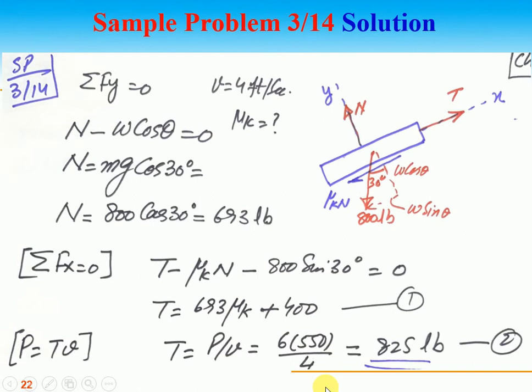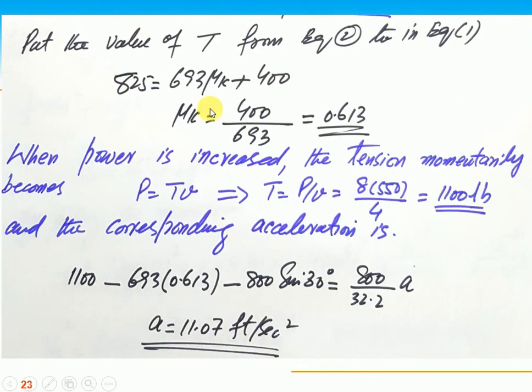The power given is 6 horsepower. Horsepower converted into foot-pound per second is 550, so 6 times 550 divided by the velocity 4 gives 825 pounds as the tension. We can put the value of tension into the earlier equation and find the value of mu k. I put the value here and get mu k equal to 0.613.